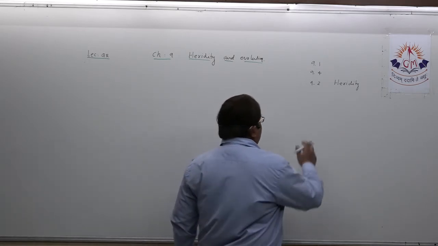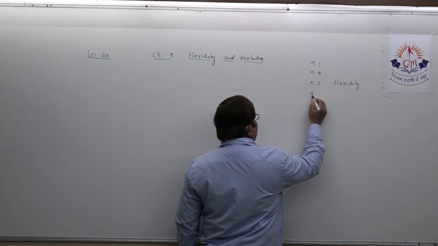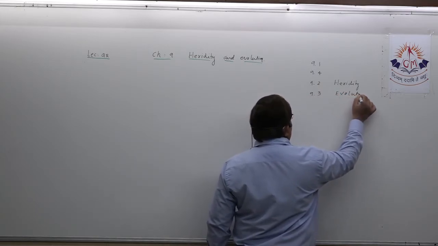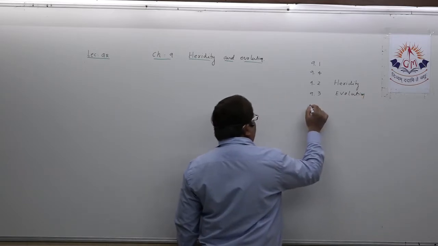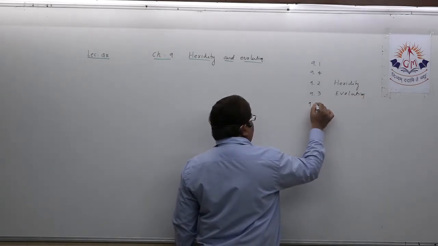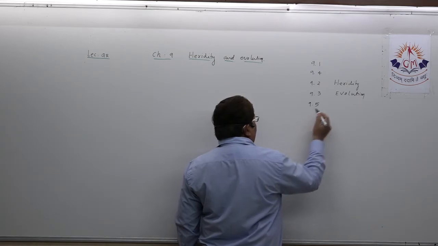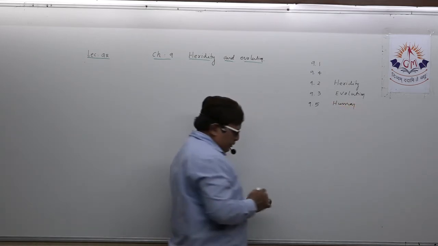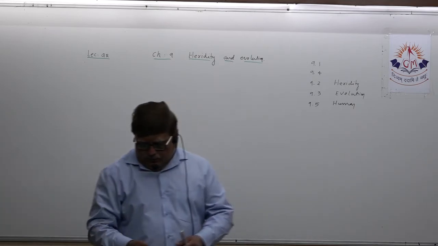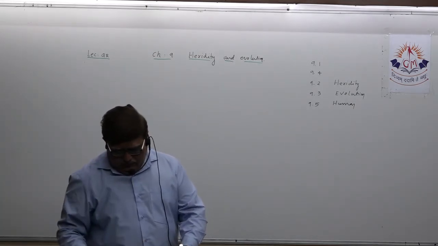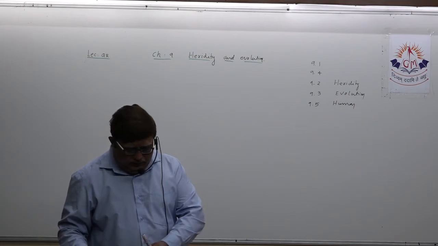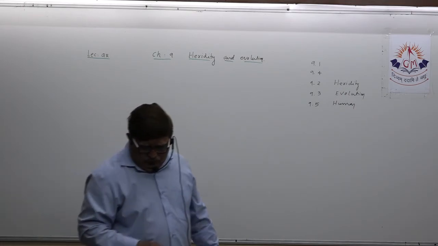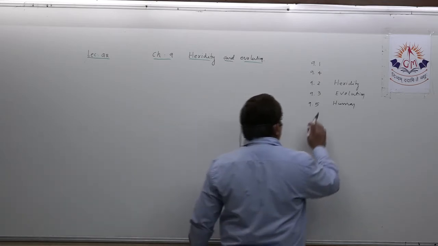Then topic 9.3, that is the topic of evolution. In that also I want to throw some highlight on some topics. Topic 9.5, that is human evolution, okay, 9.5 evolution and classification. In that also we want to discuss some. This is 9.6.